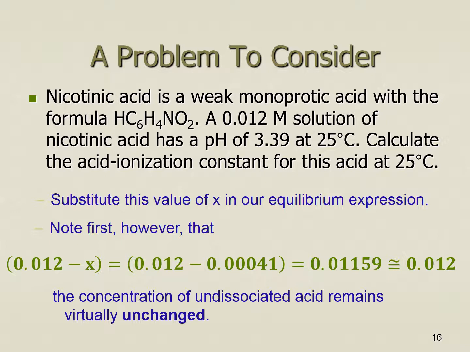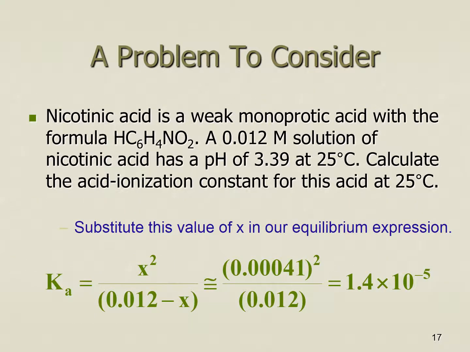But that amount is important, not so much when you subtract it from the original amount, but when it plugs into the equation. So let's plug the x into the equation. All right, so 0.00041 quantity squared divided by, and if you want to, you can plug in for x 0.00041. So you could use more significant figures and do the calculation. But to two significant figures, our value of Ka is 1.4 times 10 to the minus 5.